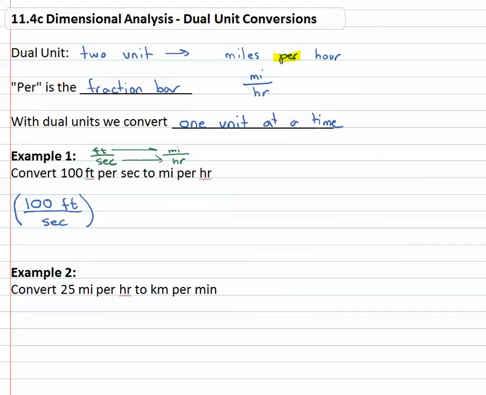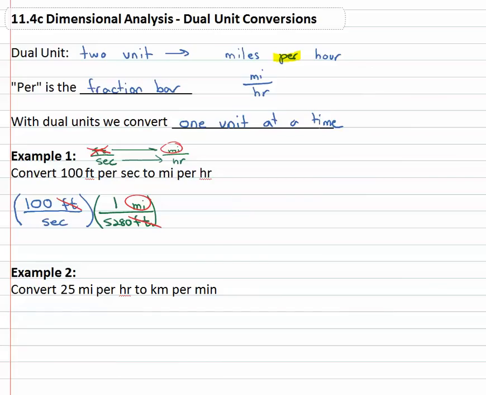First, we're going to change the feet into miles. So we don't want the feet. We need to get rid of the feet. To get rid of the feet, they have to go in the denominator. They're already in the numerator. And we're going to change those feet into miles. We'll look up on a conversion chart that 1 mile is 5,280 feet. Now the feet are gone and we have the miles we want in the numerator. That's good. The numerator is done.